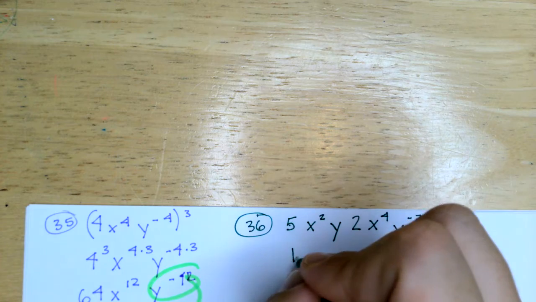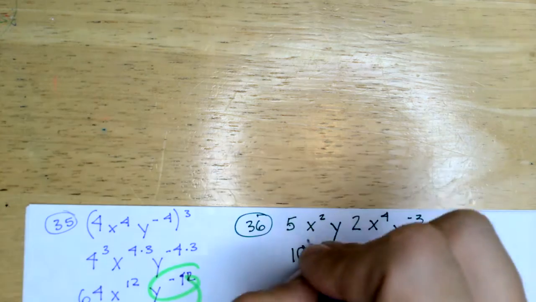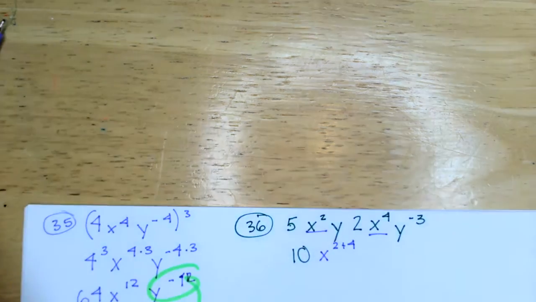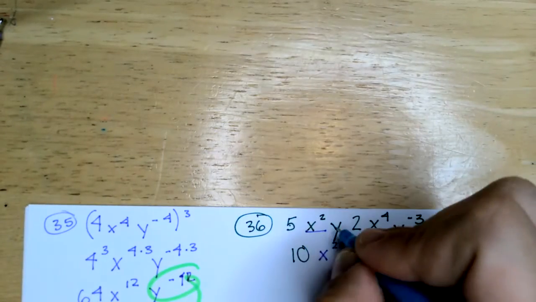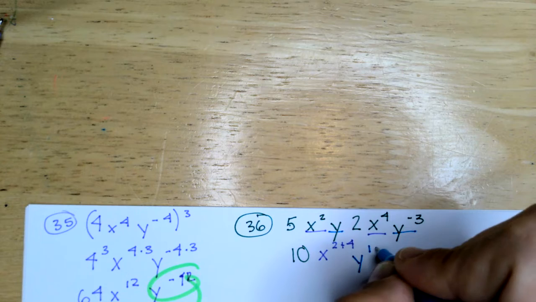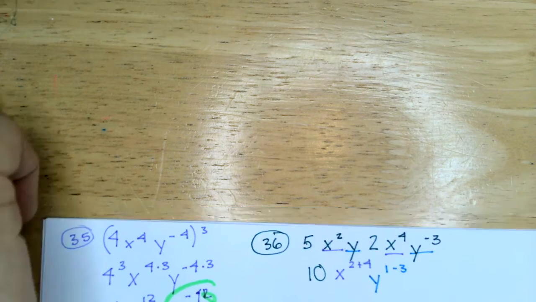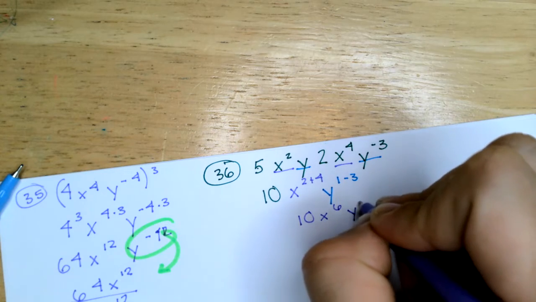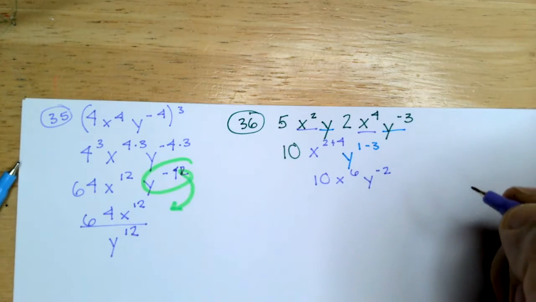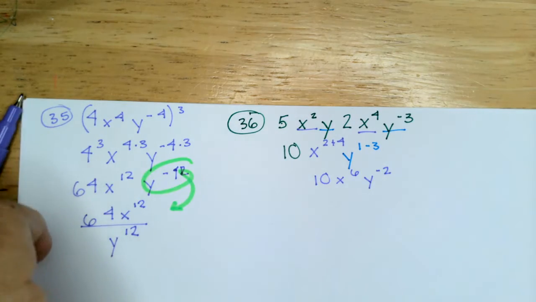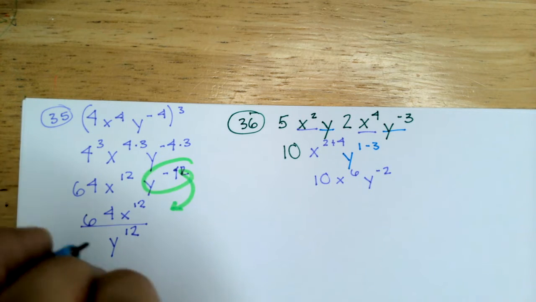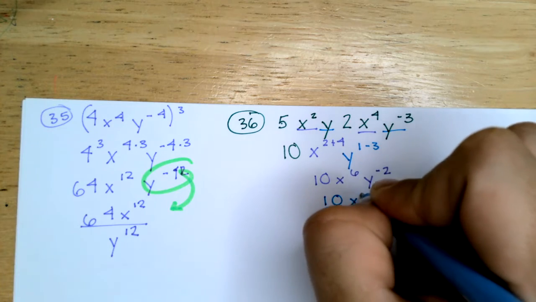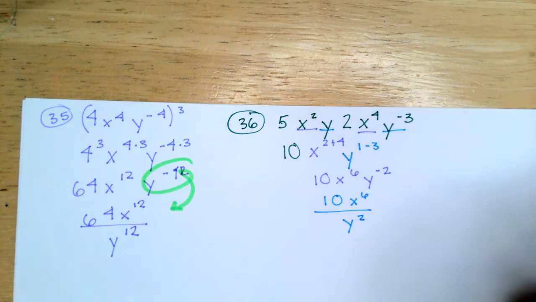5 times 2 is 10. x squared times x to the 4th is x to the 2 plus 4. y to the 1st times y to the negative 3 is 1 minus 3. So I get 10x to the 6th, y to the negative 2, negative 2nd, I should say. So that becomes 10x to the 6th over y to the 2nd.